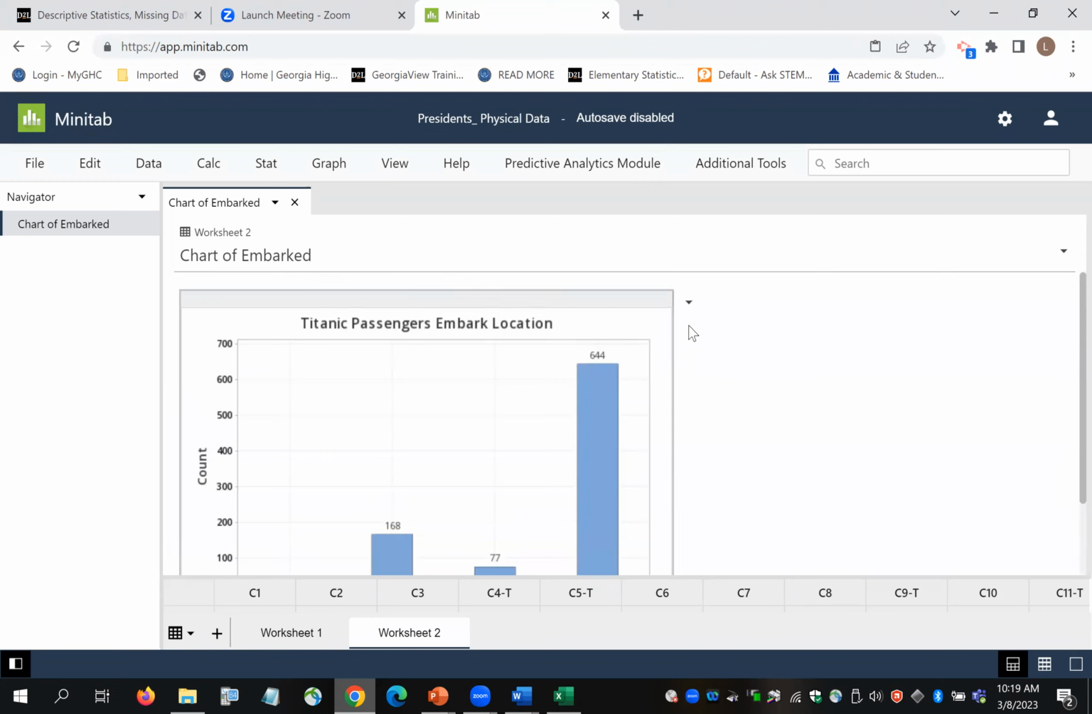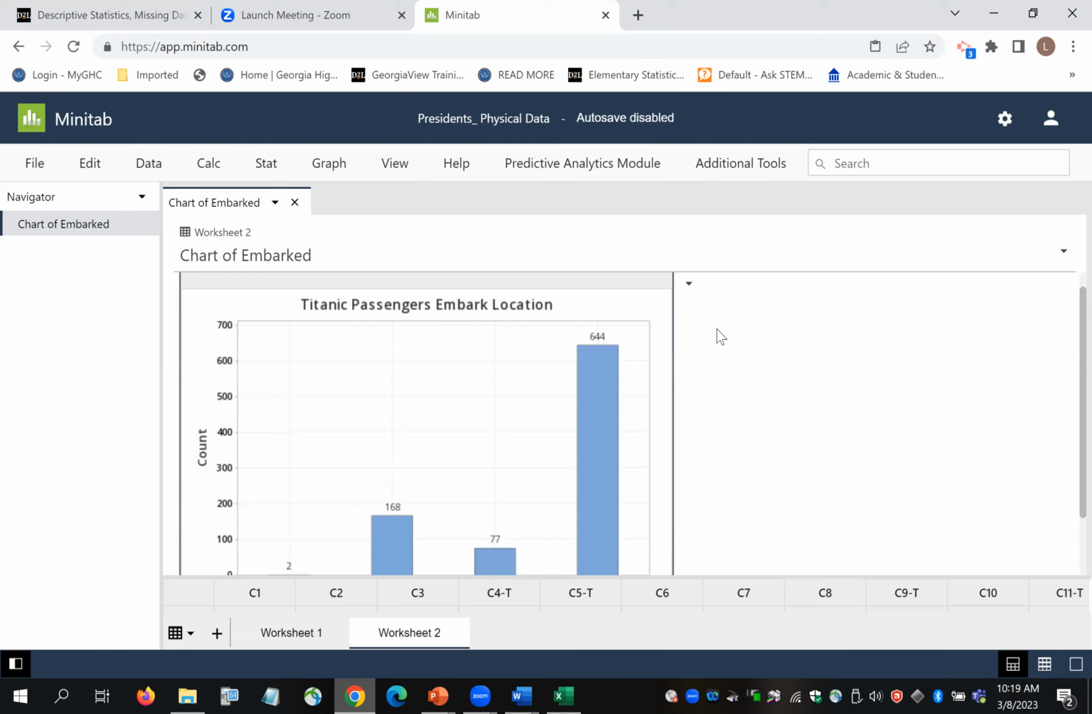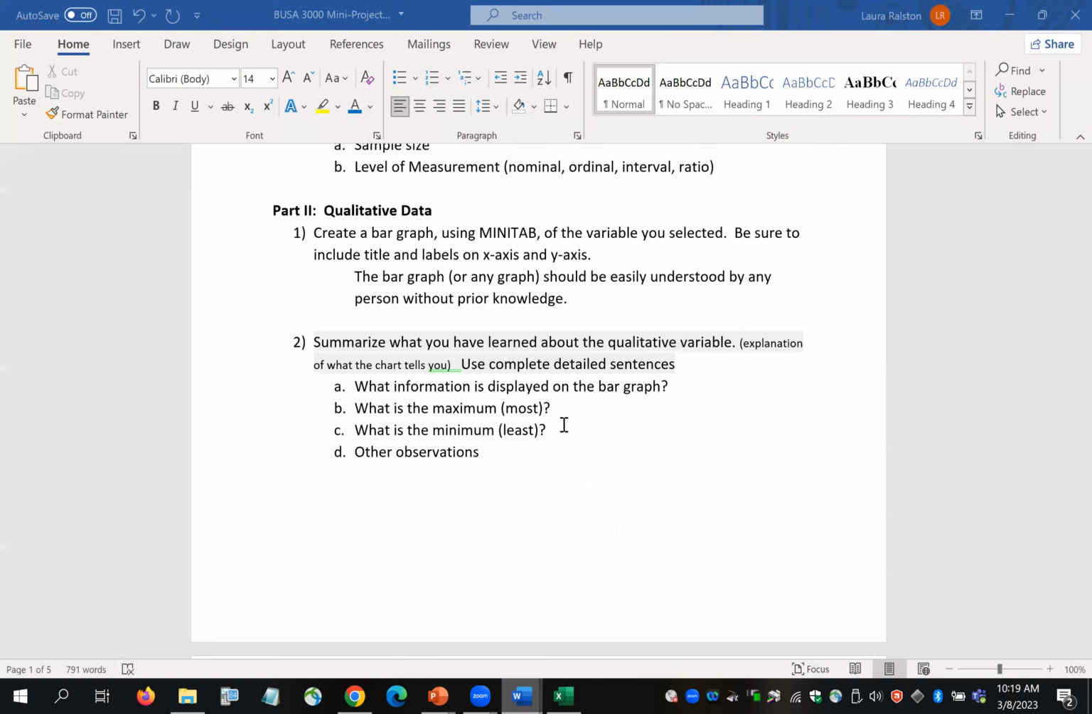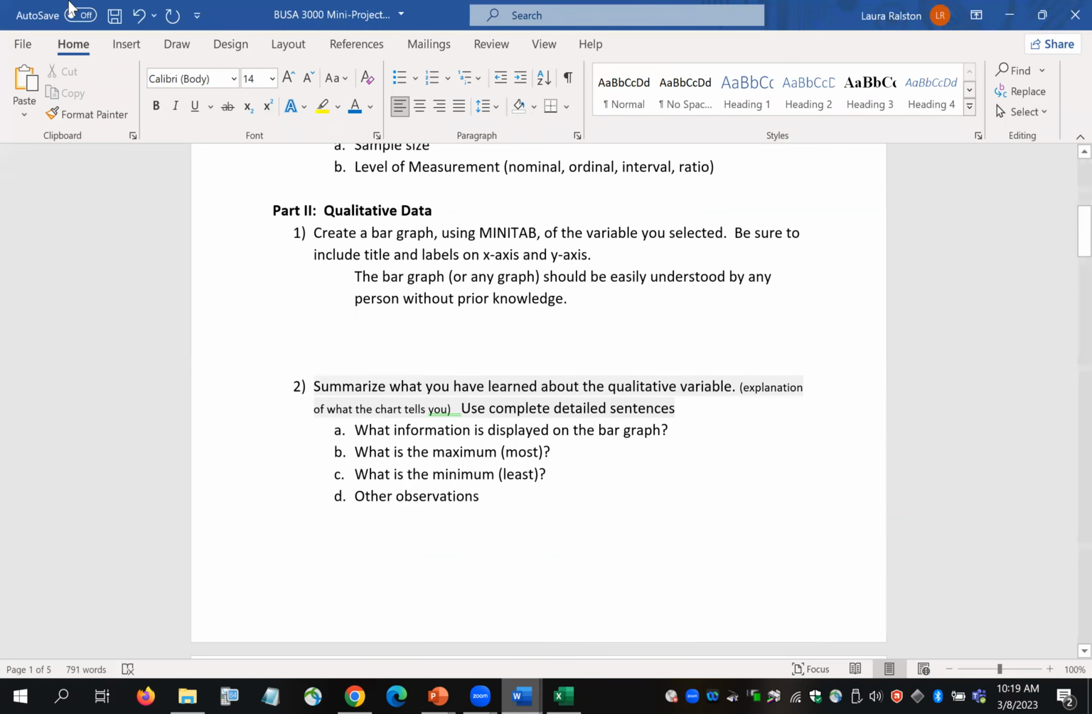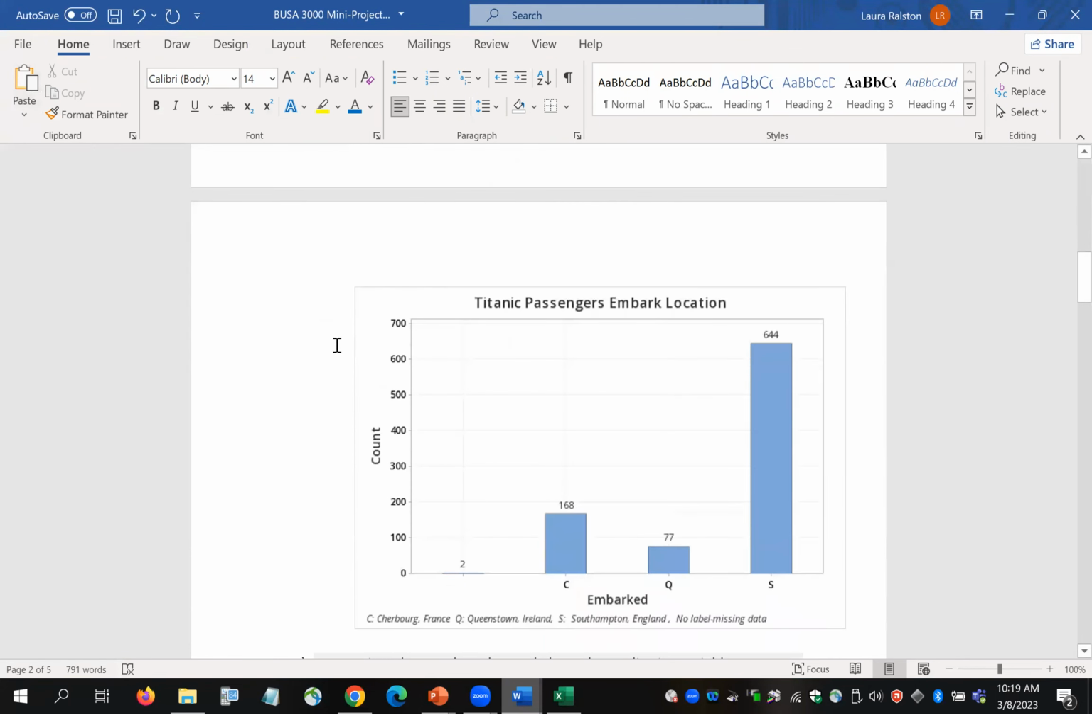Okay. Then I need to be able to share or copy this into my report. So to copy it, again, you use the triangle in the upper right-hand corner, and I click. And I'm going to copy. Notice how when I hit copy, it kind of put a black square around the graph. So I've copied it. I go over to my Word document and I can paste. And it pastes my graph there.